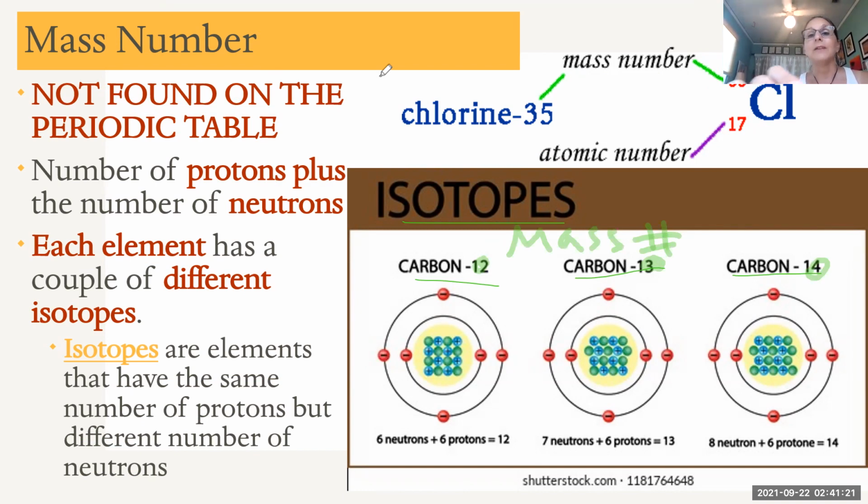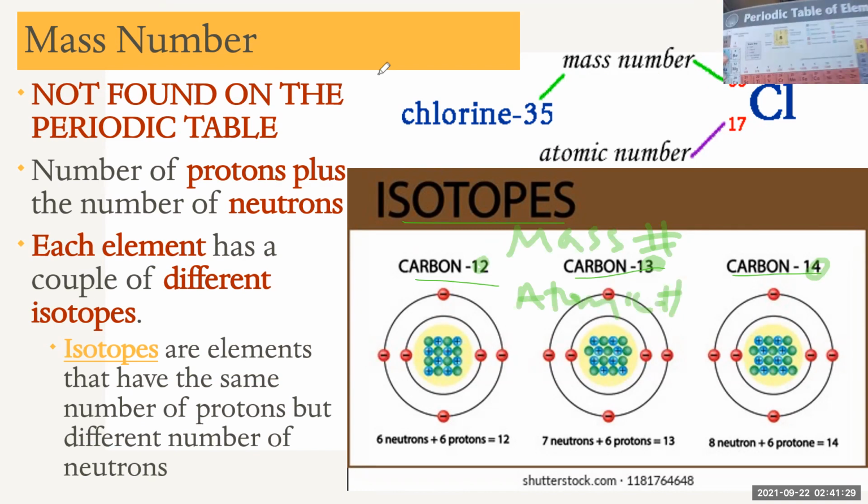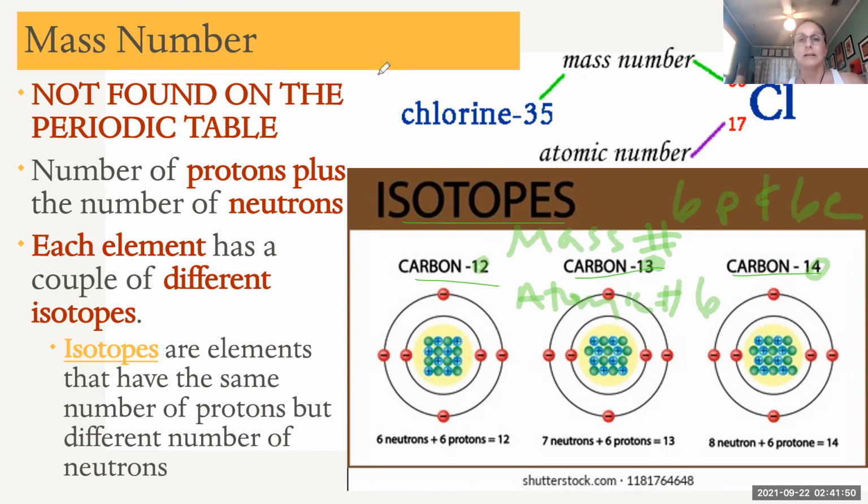Okay? Now, the atomic number for carbon, and you find this on the periodic table. So if we look on the periodic table, and we look to where carbon is, which is right there, carbon has the atomic number 6. So that means it has 6 protons. Each one of these isotopes here has 6 protons and 6 electrons. That doesn't change.